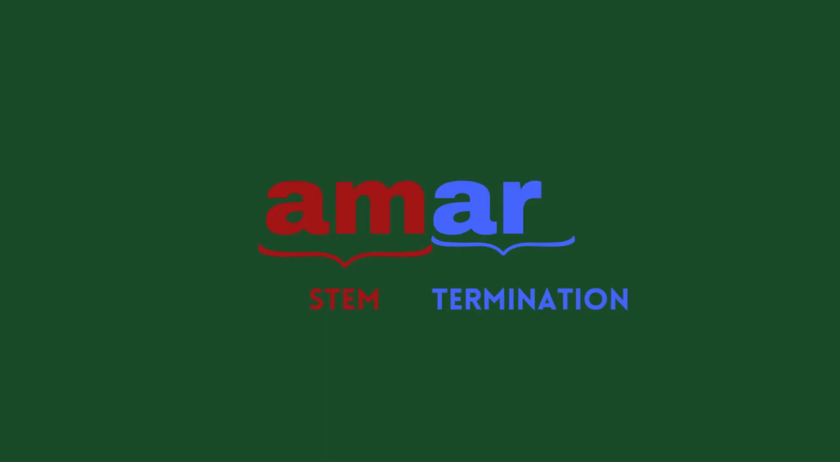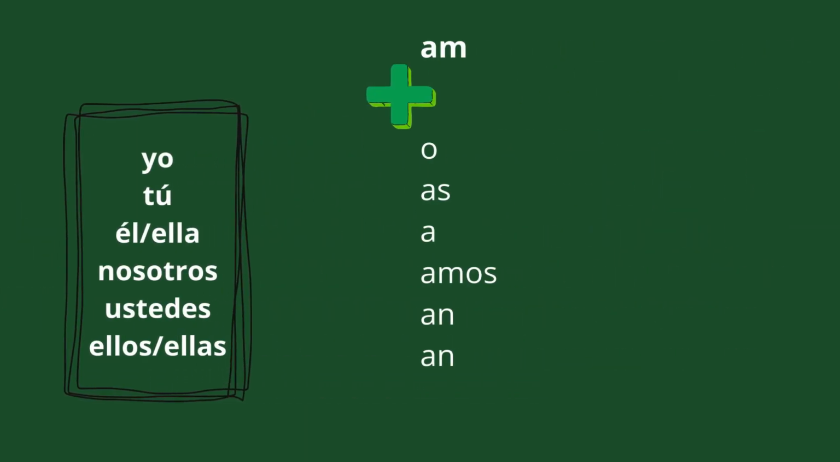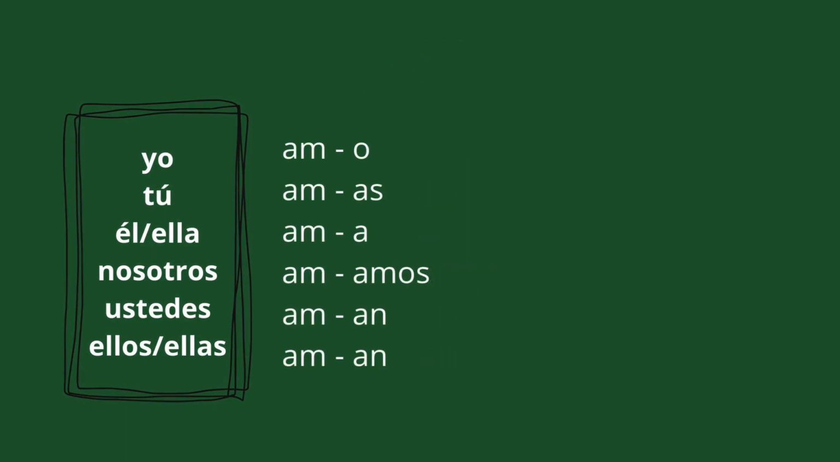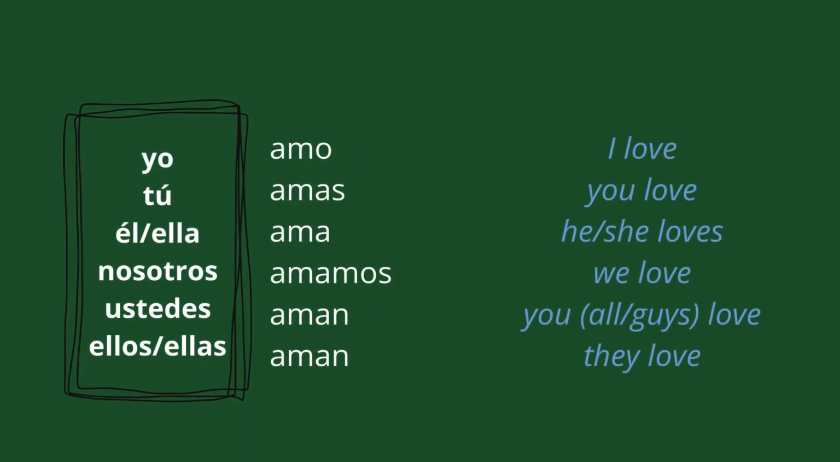Now, we just take the stem and we add the present terminations. What are the present terminations? Those things right there. O, as, a, amos, an. So we just take the stem that we subtracted from the infinitive and we just plug it in there. Just like that, we get amo, amas, ama, amamos, aman. Now, we don't write the verbs with a dash, that's just an illustration. Here's the finished product. Let's just go over this table.